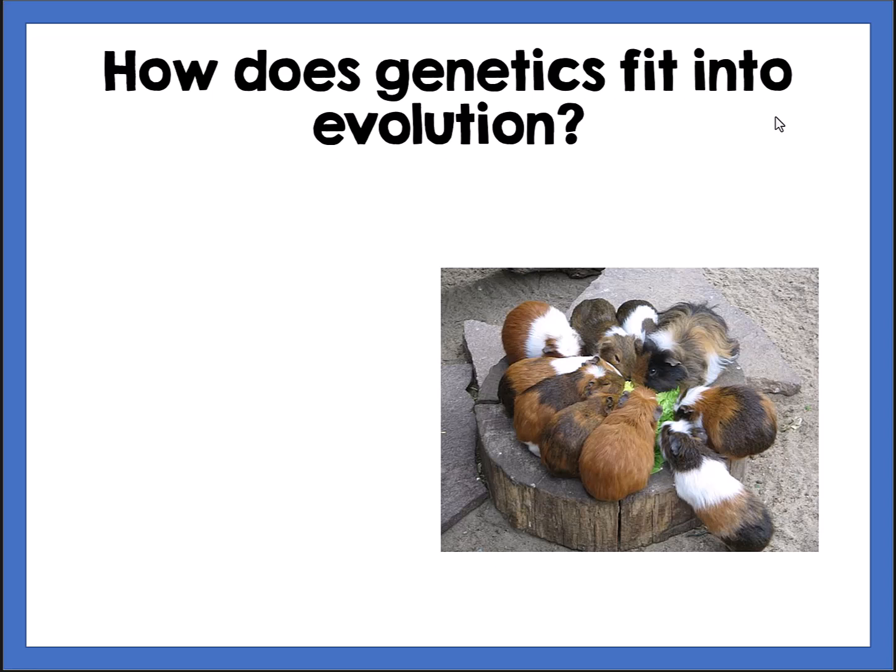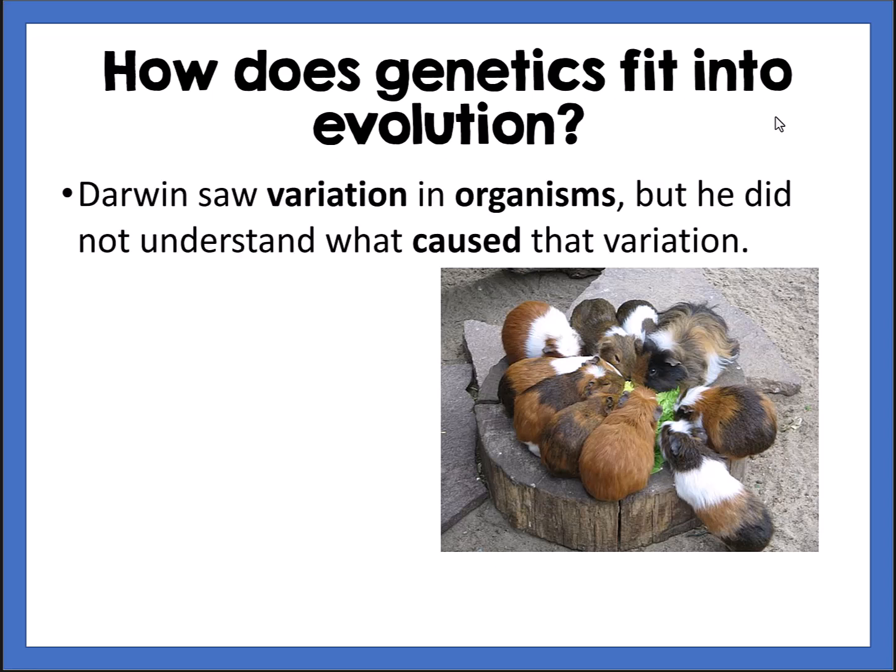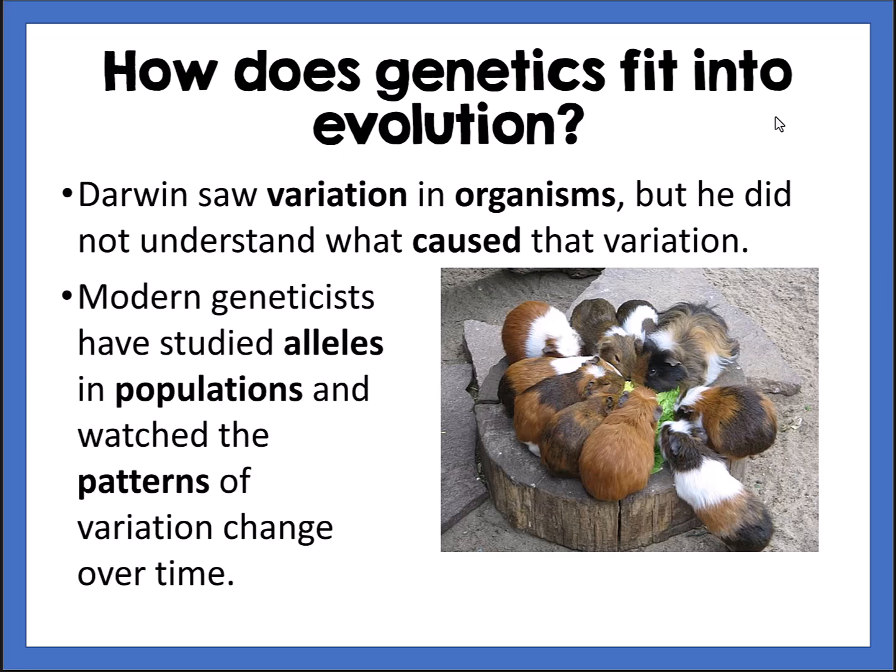Well, Darwin saw variation in organisms, as we mentioned, but he did not understand what caused that variation. He did not have an understanding of genes and DNA and genetics. Modern geneticists have studied alleles in populations and watched the patterns of variation change over time. So, in very basic terms, that's all we're discussing with evolution: change over time. And these genes are able to be studied now that we know more about DNA, and we can watch the patterns of genes change over time.